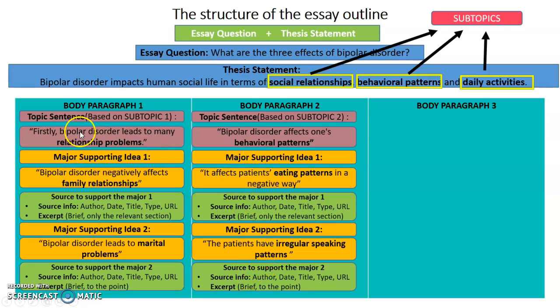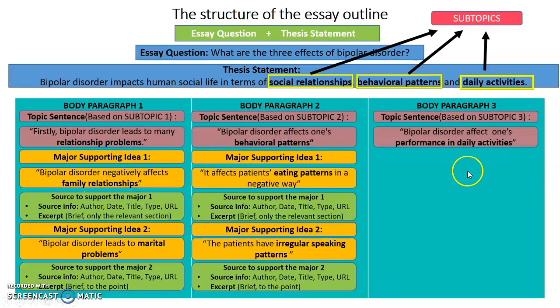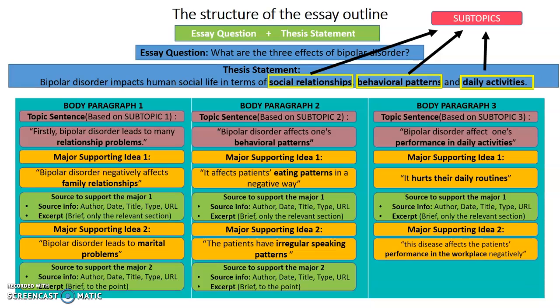Have you noticed something? All of these are in the same form. And the last topic sentence is bipolar disorder affects one's performance in daily activities. Major supporting idea 1 is it hurts their daily routines. And the source, of course, is needed. And major supporting idea 2 is this disease affects the patient's performance in the workplace negatively. So you see, performance in daily activities, under that, daily routines, and performance in the workplace. And finally, you need to include the source to support major 2.